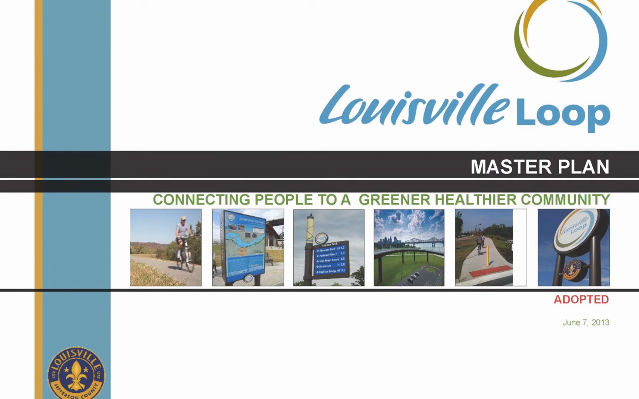GIS as a tool has been the foundation of the planning process that has led to determination of the preferred alignment for the Louisville Loop. Locating the facilities where they can be within easy reach of the most residents and along the routes where they live, work, and play has been accomplished through the analytical power of GIS. This slide shows our master plan cover page that we finished and adopted in 2013.